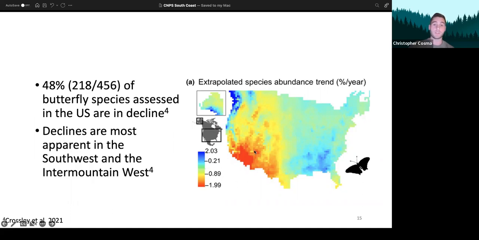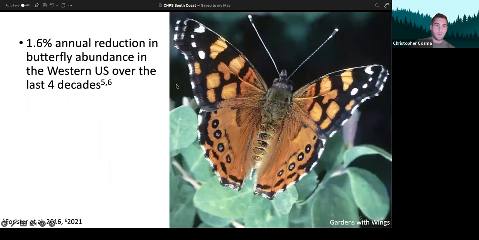And what we're seeing is that these declines are the most apparent here in the Southwest, including a large portion of California, parts of the Intermountain West as well. And in fact, butterflies are shown to be declining by about 1.6% per year in abundance in the Western US. So here in California and other Western states over the last decades. And this is some work by Matt Forrester from UNR.